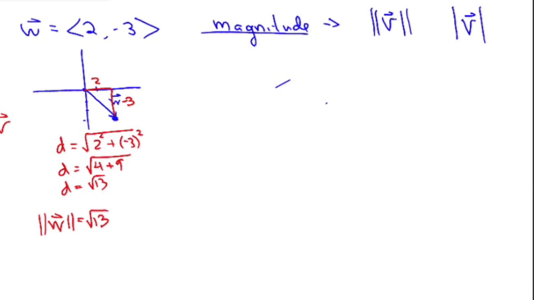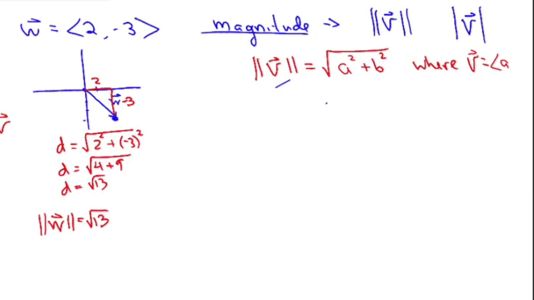So, formula for magnitude. The magnitude of a vector v is equal to the square root of a squared plus b squared, where v is equal to a comma b. The 2 went here, and the negative 3 went to the second spot. So you just take the components. These are called components, the 2 and the negative 3. You take the sum of the squares of the components and square root it, and then you find your magnitude. So it's a nice, easy formula.